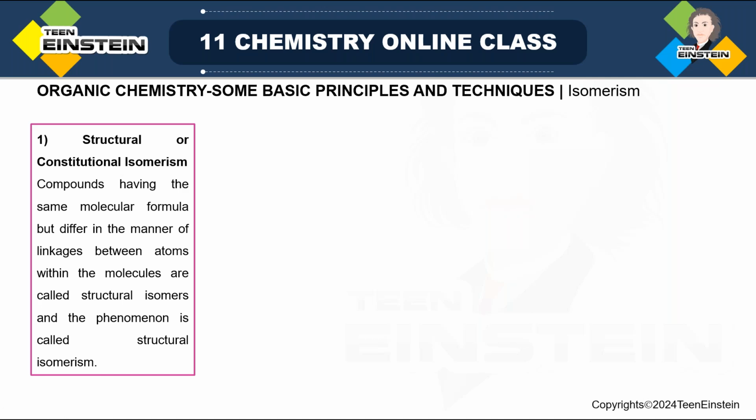So structural or constitutional isomers, what it means: compounds having the same molecular formula. Now if I do not say it, then also obviously it is the basis of isomers. If two compounds are not having the same molecular formula, no question of isomerism exists. So they must have the same molecular formula. It goes without saying. But they differ in the manner of linkages between atoms within the molecules. That means different bonding connectivity is present. Then this phenomenon is called structural isomerism, and the compounds will be called isomers to each other.